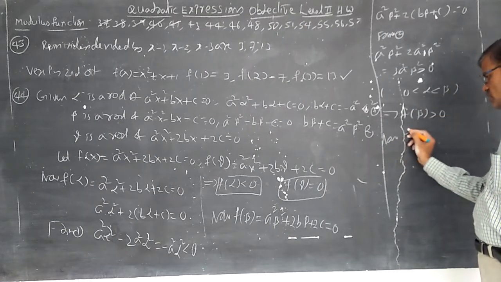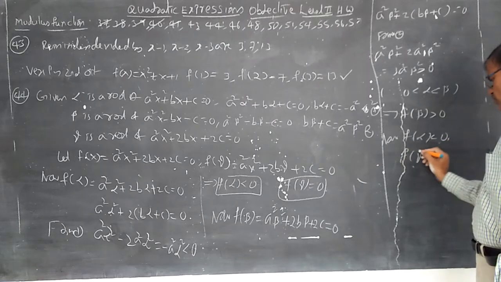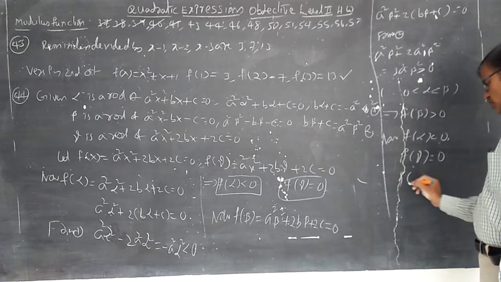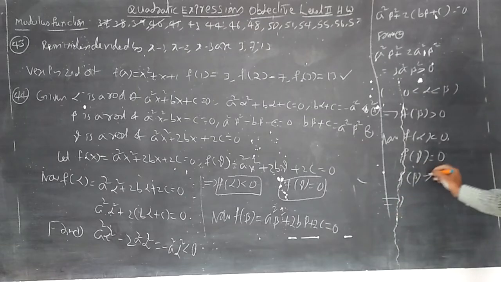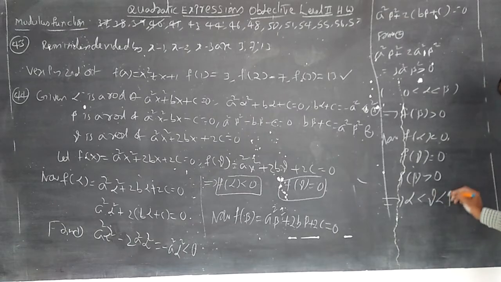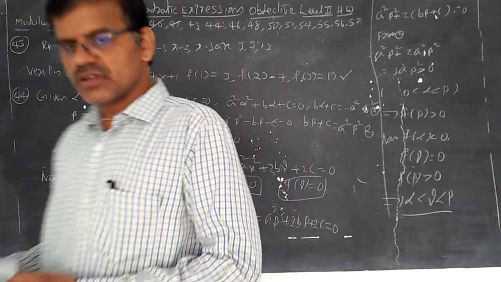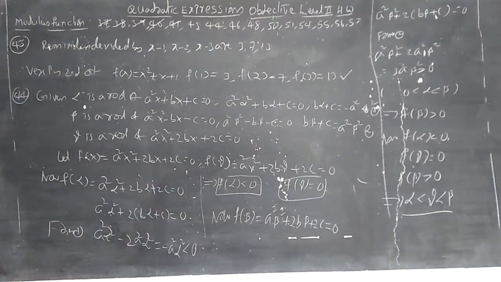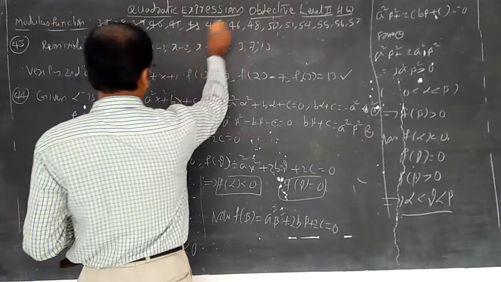Now you can understand f of alpha less than 0, f of gamma is equal to 0, f of beta greater than 0. That implies gamma is at 0, where the sign changes from negative to positive. So you can understand alpha less than gamma less than beta. So gamma lies between the two roots alpha and beta. It is the conclusion. Now 44 completed.